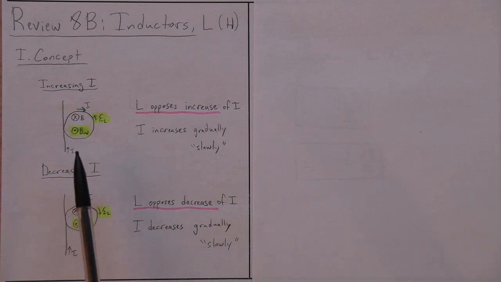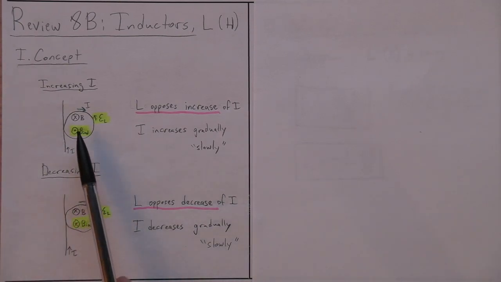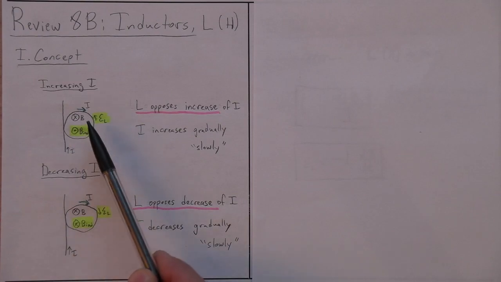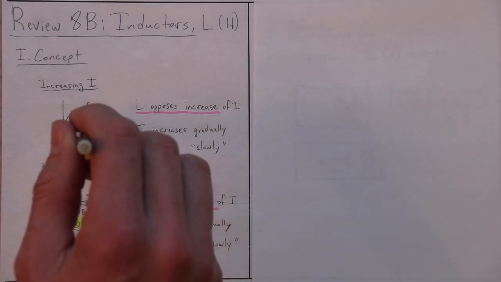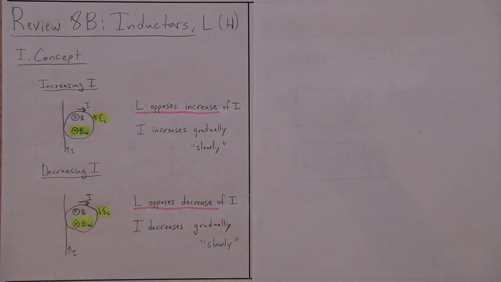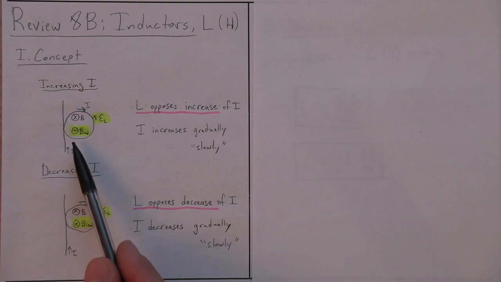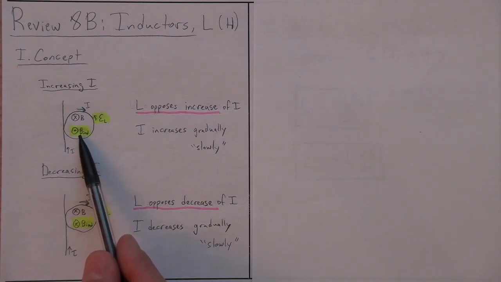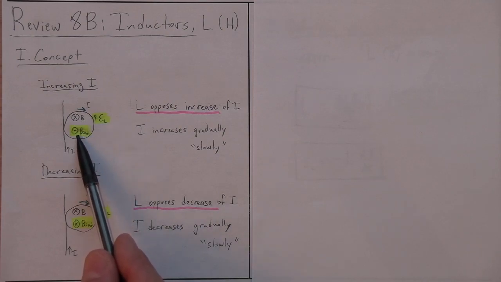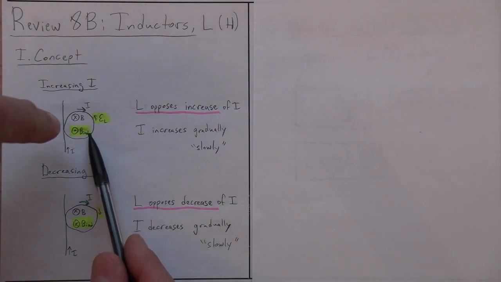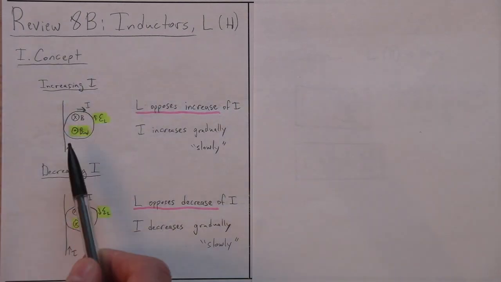So what we saw in the last review video, if you have an increasing magnetic field, that's changing the flux, increasing the flux going into the page. So Faraday's law and Lenz's law say that there will be a voltage induced that will oppose that increase in the magnetic field, so the B induced will go the opposite way of into the paper: out of the paper.